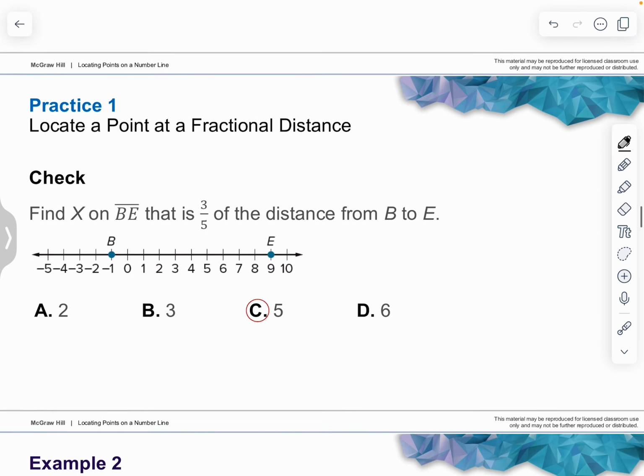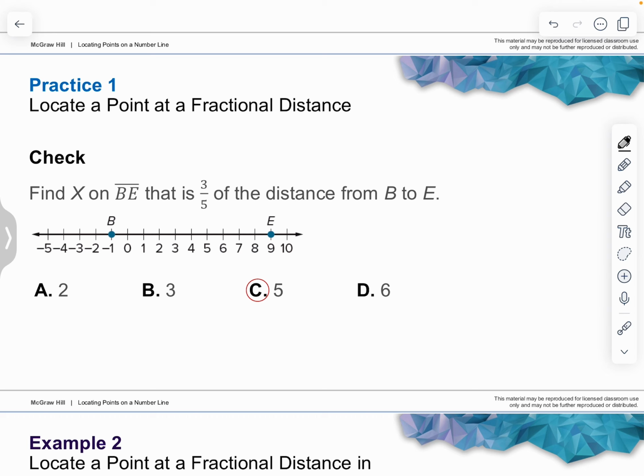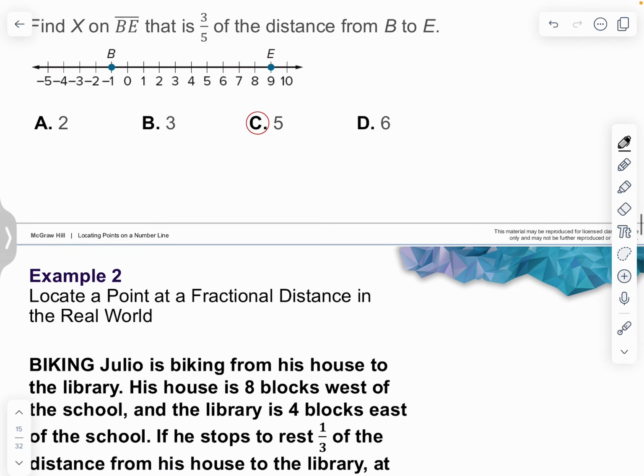The answer to practice 1 is C. Hope you found that. If not, double check your work. Let's go on to example 2.